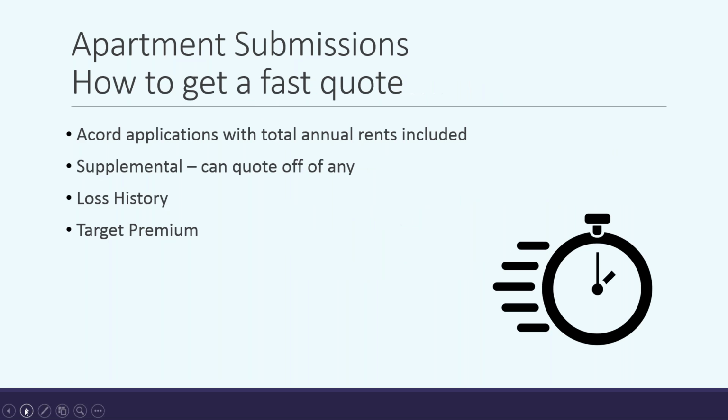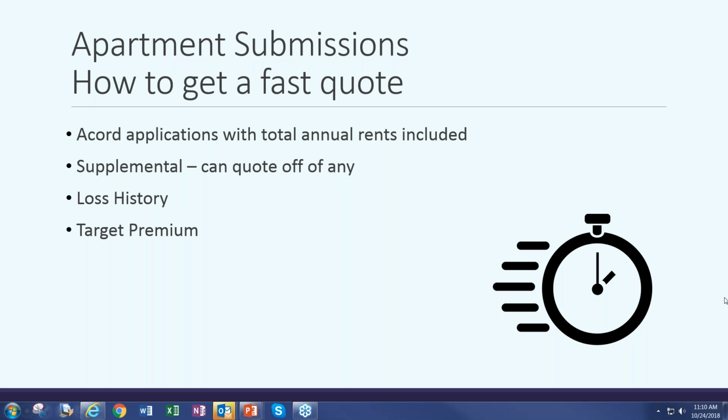So how to get a fast quote from me? What I need is a complete submission, like I mentioned. For me, that includes an Acord 125, 126, and 140. Your GL is going to be rated for an apartment on the number of units. So that number is very important, and including the total annual rents is also helpful. We do have a supplemental that I can send out to people. Otherwise, if you've already completed a supplemental, I'm more than happy to quote off of that.